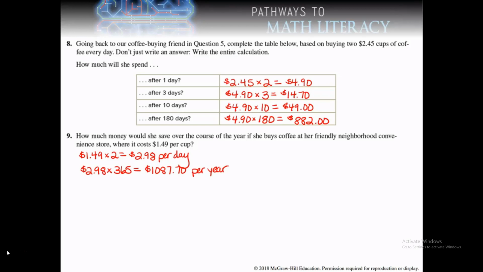So then how much does that save her? Well, when she was buying the more expensive cups, it was $1,788.50, so we can subtract this new lower price, $1,087.70, and that comes out to a $700.80 savings.